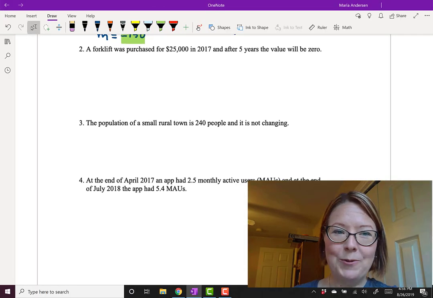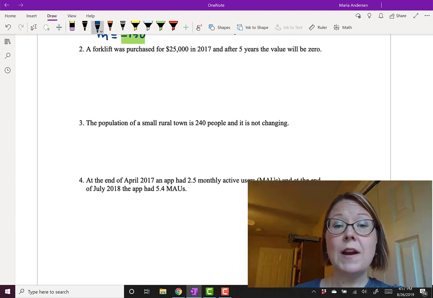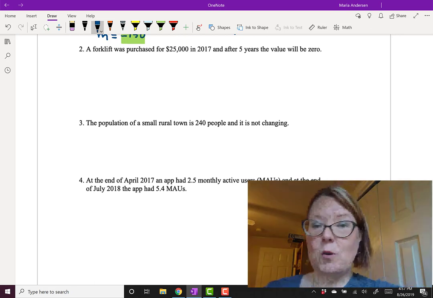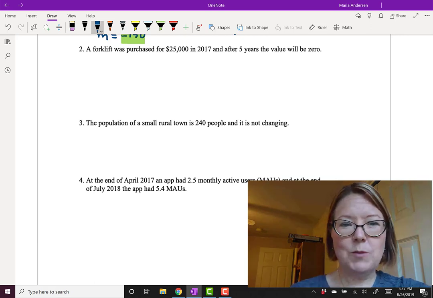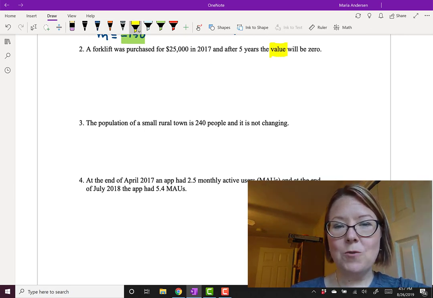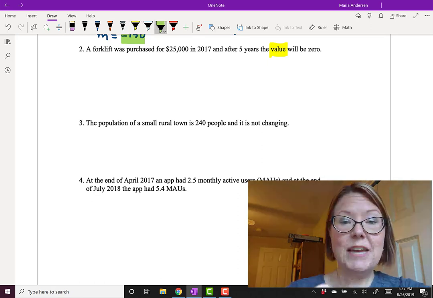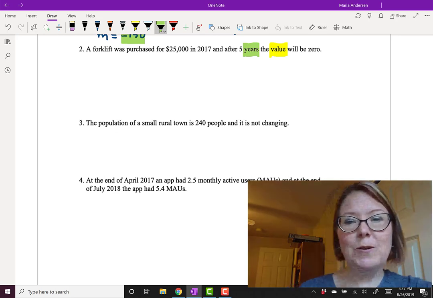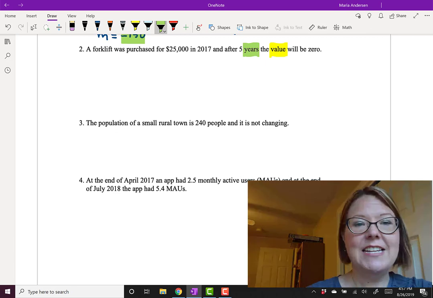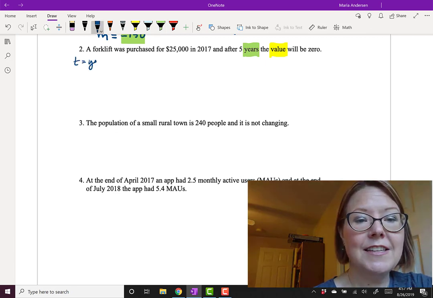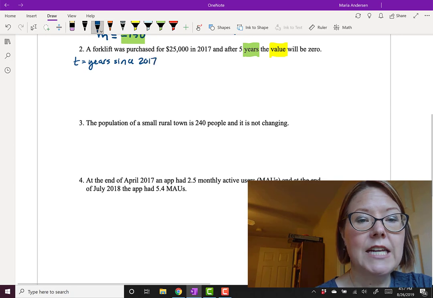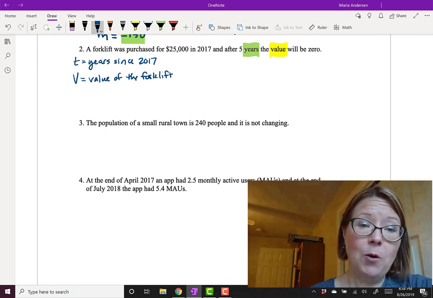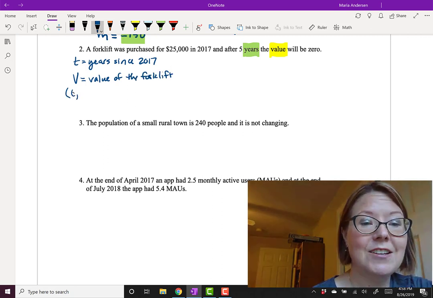Next problem. A forklift was purchased for $25,000 in 2017, and after 5 years, the value will be zero. We have two quantities in the problem. We have the value of the forklift, starting at $25,000, and we have the years, starting with 2017. The years is going to be our independent variable, and let's index that from 2017. So we'll let t equal the years since 2017, and let's use capital V for the value of the forklift. If we had a point, it would be represented by t, v.